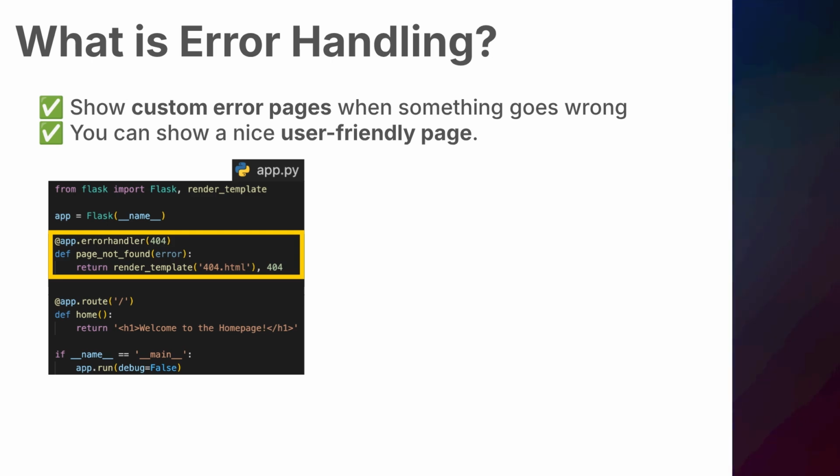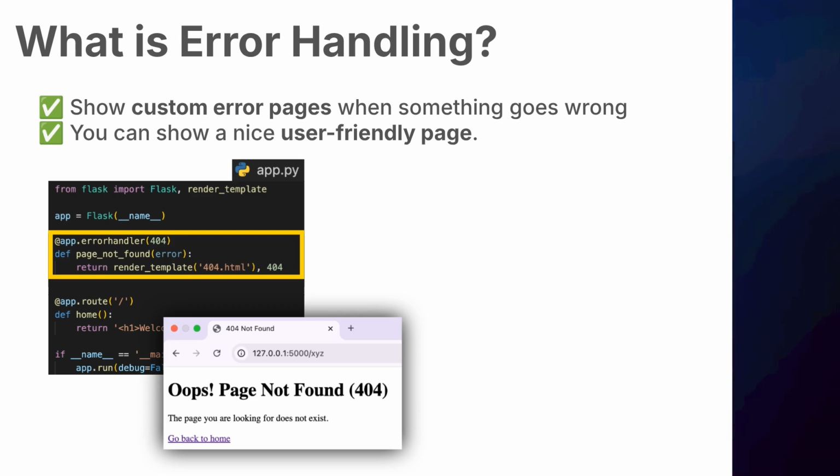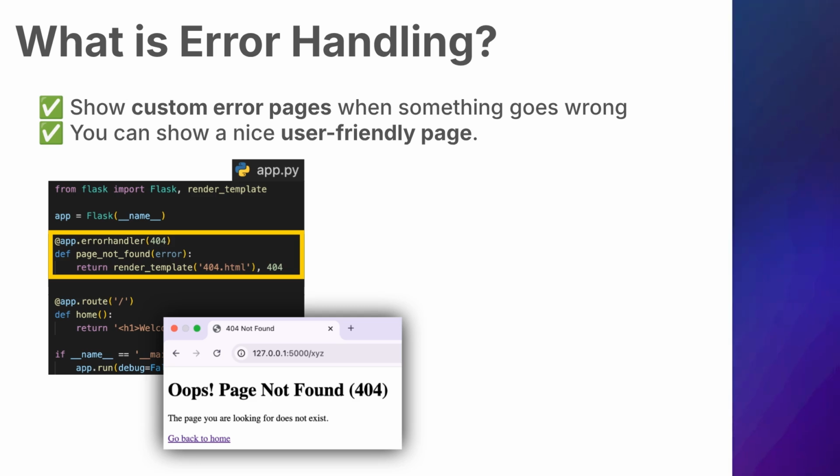Let's see how it works. When the user visits a page that doesn't exist, Flask shows the custom 404 page like this instead of the default error message. You can customize the message, layout and design inside the 404 HTML.